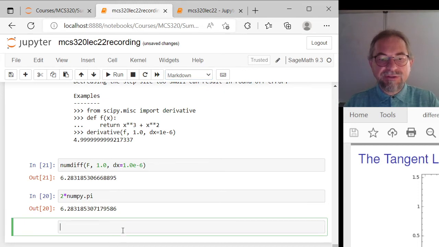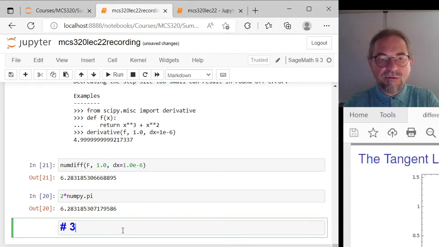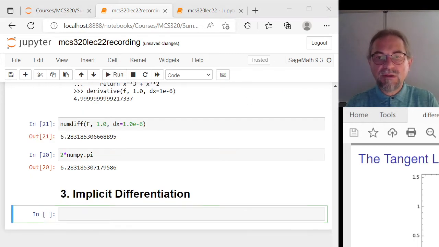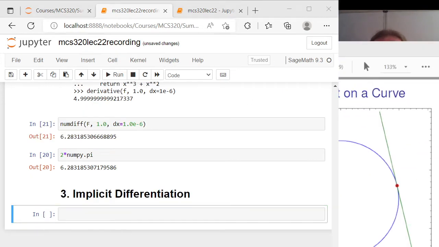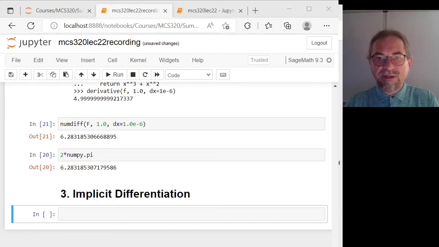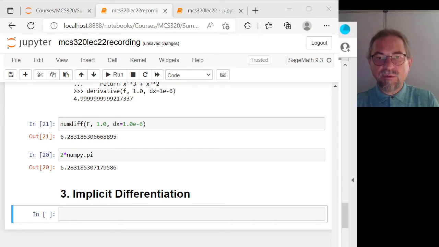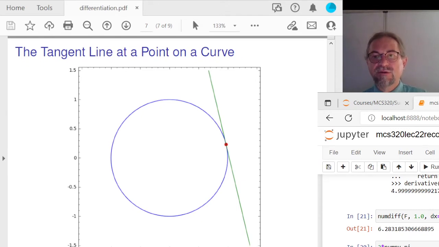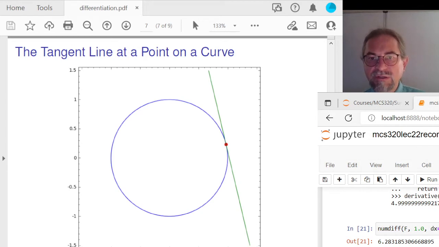Implicit differentiation. So let us now come to the main exercise for this session. So perhaps I can briefly flash up again what I want to do. So here is the slide that is still there. So I have a curve. Here I will take the unit circle.